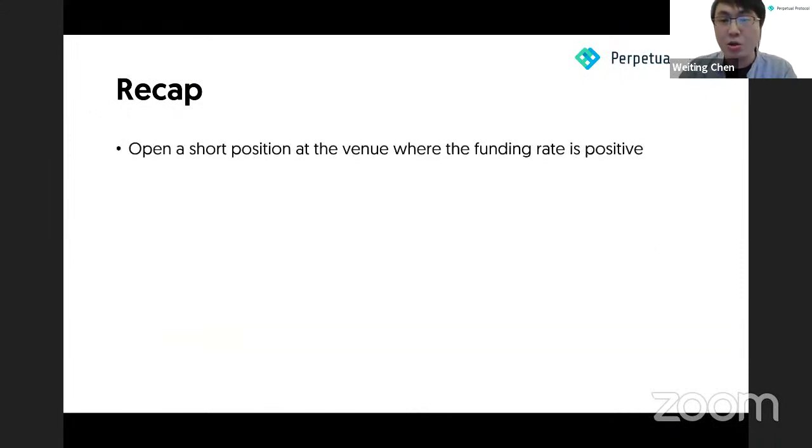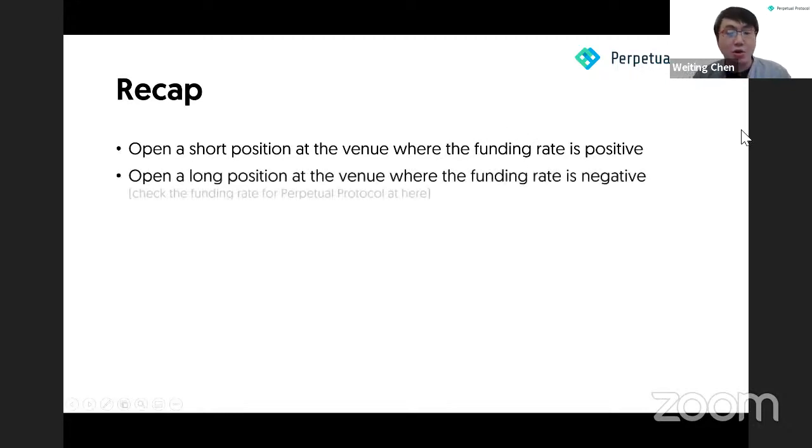Okay, sounds good. So to recap what we just demoed: you need to open a short position at a venue where the funding rate is positive. In our previous example, that would be OKEx, but you could use other exchanges too. Secondly, you open a long position at the venue where the funding rate is negative, and in our previous example that is Perp exchange.